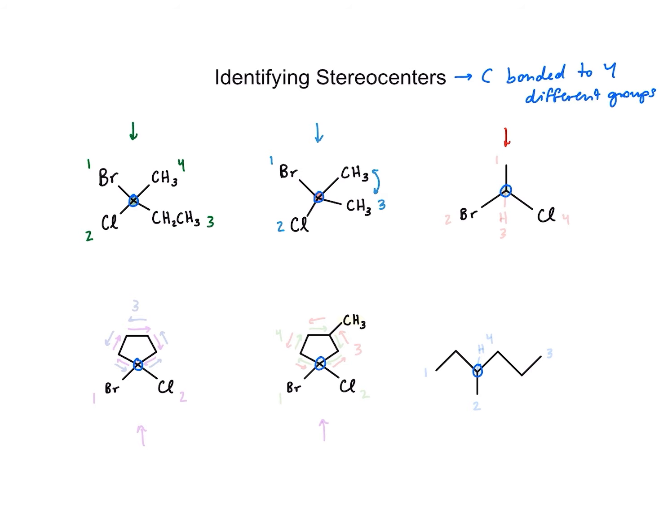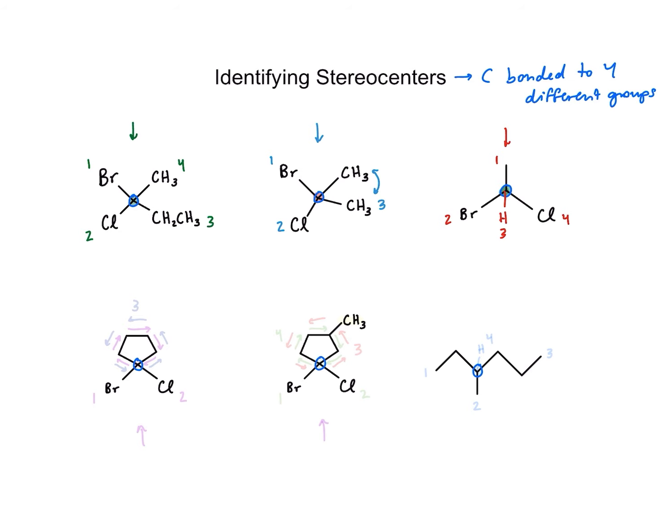Our third example, at first glance, looks like it just has 3 substituents, but we need to remember here we have a hydrogen bonded to the central carbon. So if we go around and count our different groups, we have this methyl group, bromine, hydrogen, and chlorine. So this example does have a stereocenter on the central atom.